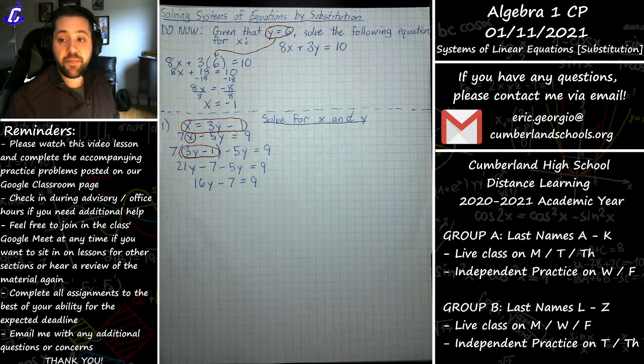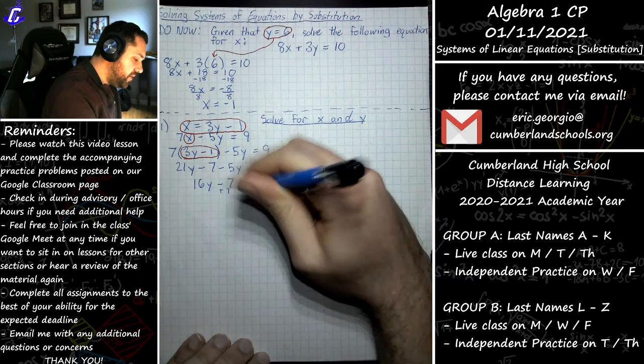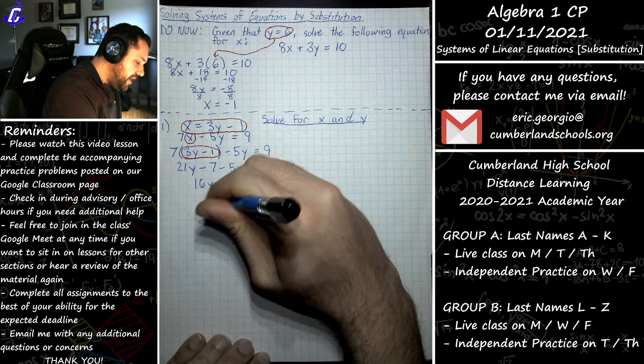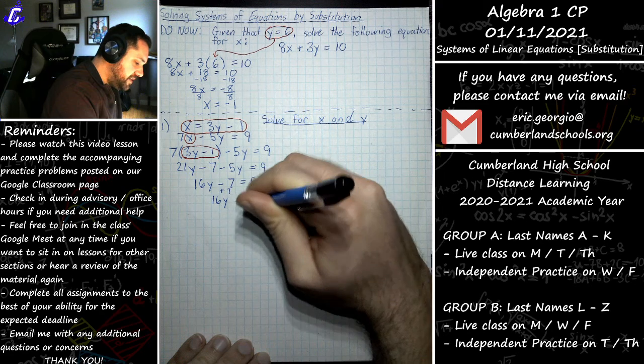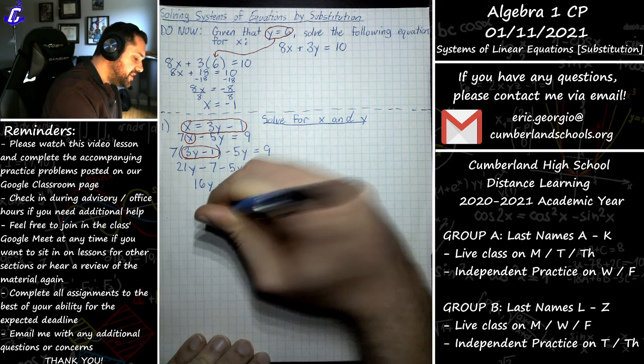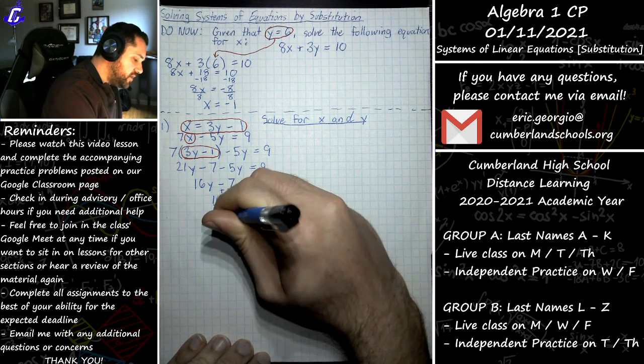It's a lovely two-step equation here. We can add 7 to both sides, giving us that 16y is equal to 16. Dividing both sides by 16, we would get that y is equal to 1.